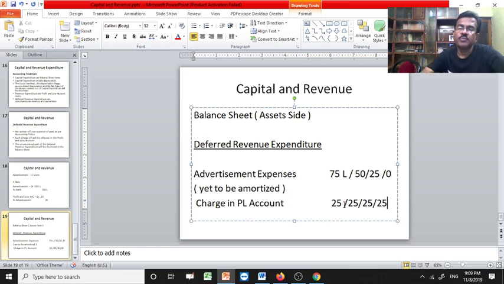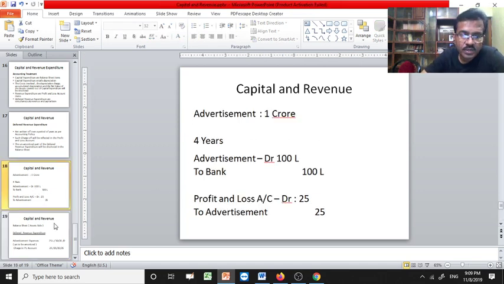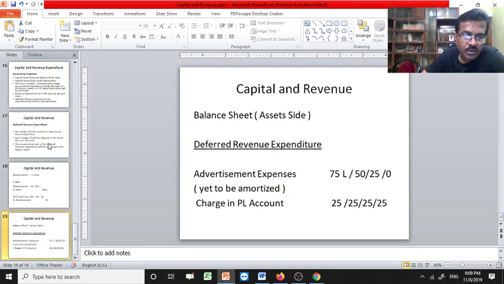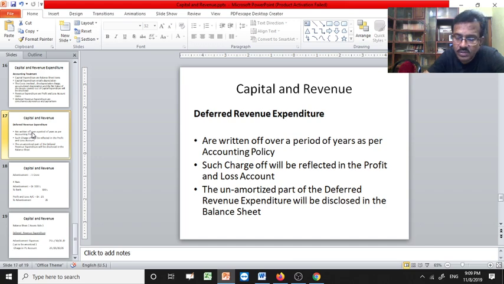So this is the treatment of capital and revenue expenditure. So with this I should end this class. There is nothing much more to discuss on this. I hope you have understood this session. There can be various types of questions, they will basically give you examples. So always remember this concept.